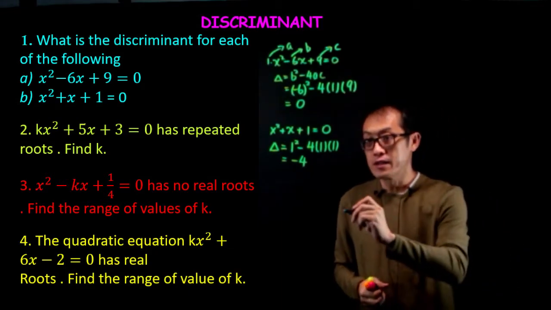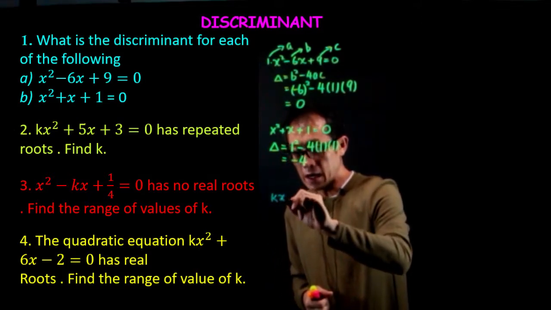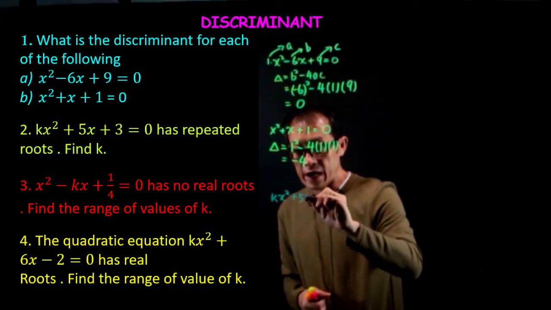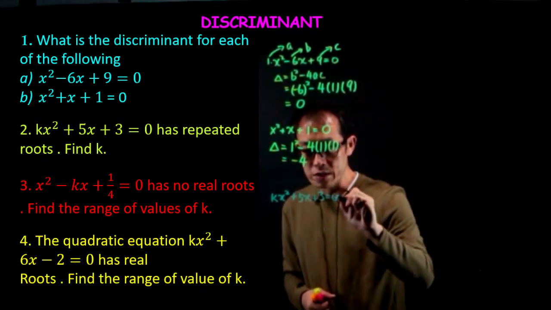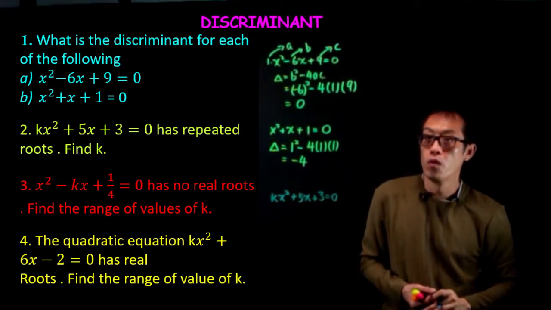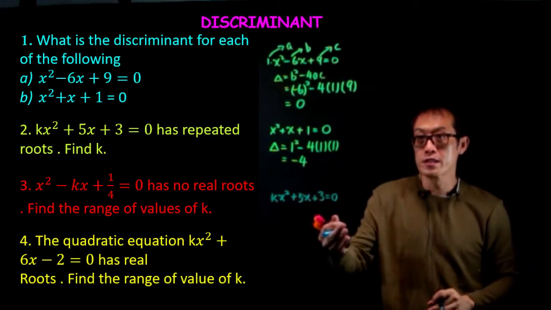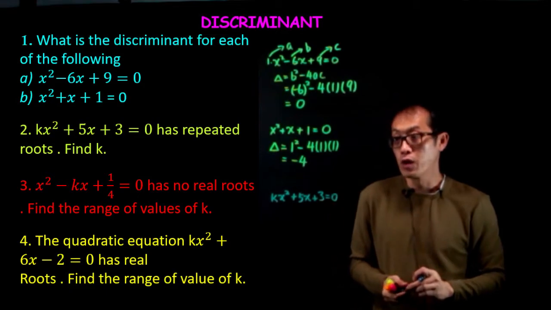You are given that kx squared plus 5x plus 3 equals 0. You are given that this equation has repeated roots and you are asked to find the value of k.